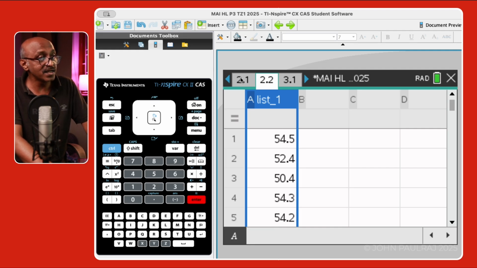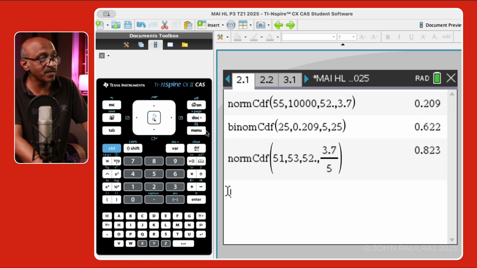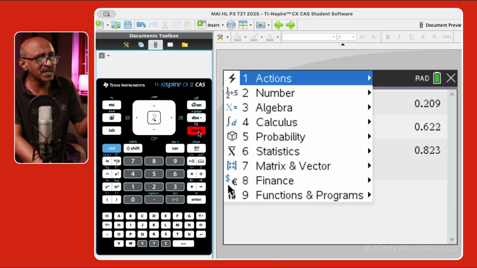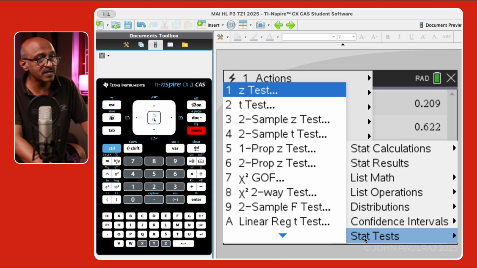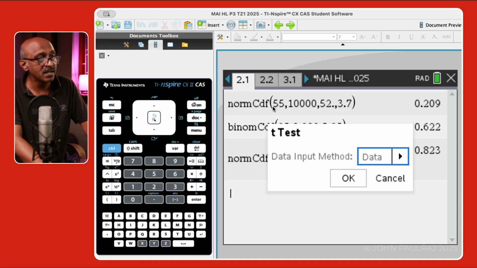That's the list that we've got. Now you can come back to our calculator screen. You can perform the test here. In fact, you can even perform the test from there. Maybe the next question we'll do that way, but stat and stat test, and we said it's a t-test, one sample. So here we go.